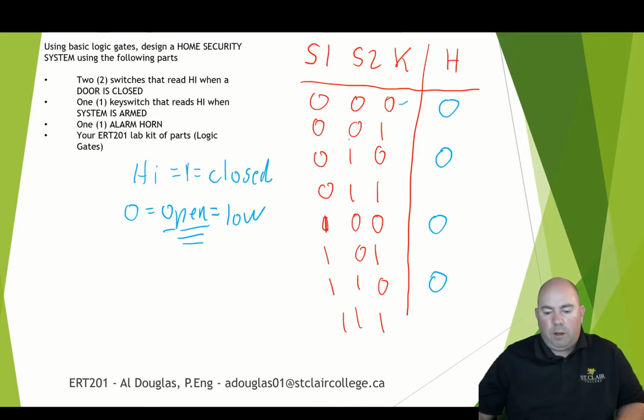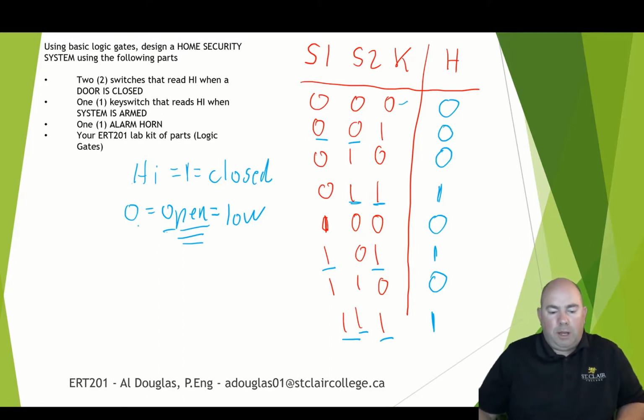So if we have a one on this and we're armed, that'll be a one. Or if we have a one here and we're armed, that'll be a one. Or if we have both of them open and we're armed, that'll be a one. This one here, we're armed, but we're okay because both doors are closed. That would be a zero. So this would be our truth table.